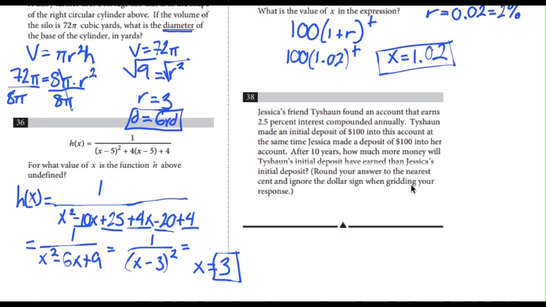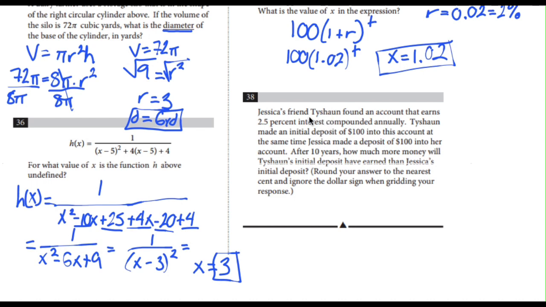Number 38. Jessica's friend Tyshawn found an account that earns 2.5% interest compounded annually. Tyshawn made an initial deposit of $100 into this account at the same time Jessica made a deposit of $100 into her account. After 10 years, how much more money will Tyshawn's initial deposit have earned than Jessica's initial deposit? Round your answer to the nearest cent and ignore the dollar sign when grading your response.